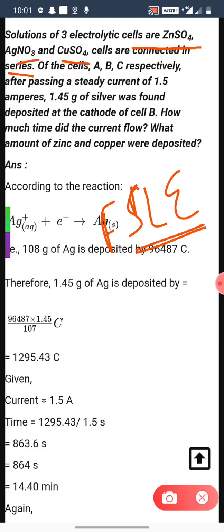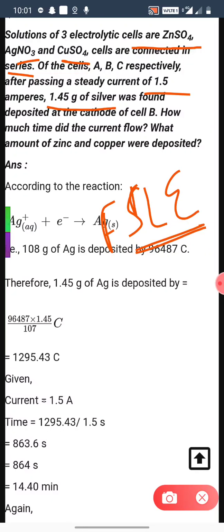So now let's proceed with the question. Of the cells A, B, C respectively, after passing a steady current of 1.5 ampere, 1.45 grams of silver was found deposited at the cathode of cell B. How much time did the current flow? What amount of zinc and copper are deposited?